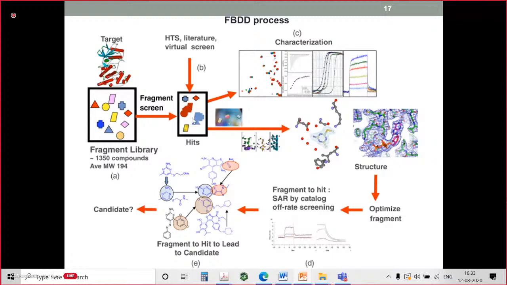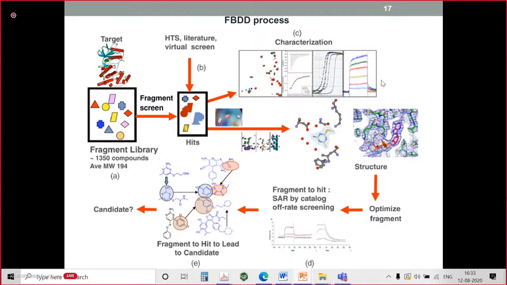But in the experimental case, we use NMR or ITC or surface plasmon resonance. All these techniques, along with X-ray crystallographic study, are used to characterize and find the affinity or dissociation constant of a particular hit molecule toward the target molecule.